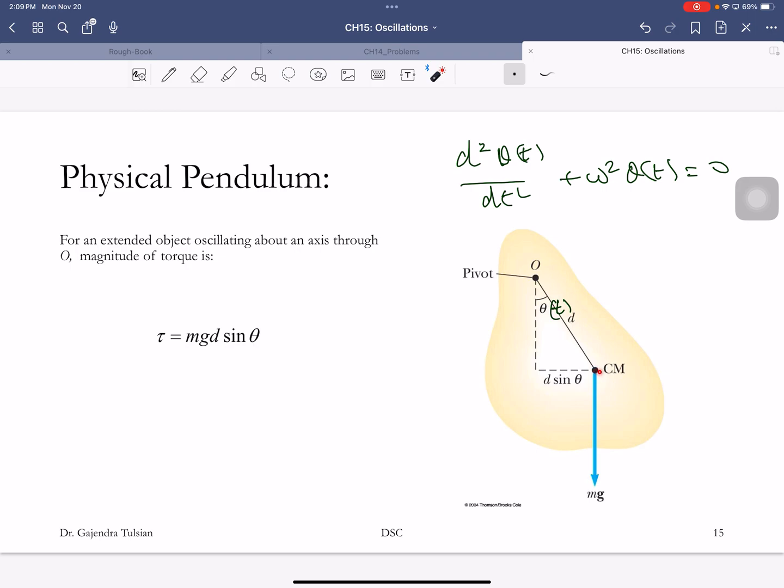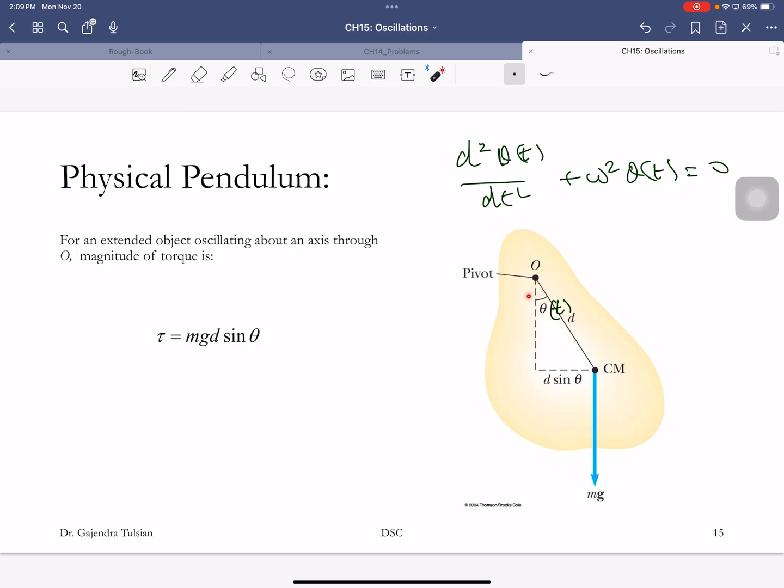Here's the center of mass of the object. The equilibrium position would be the center of mass being right below the point of suspension. If you disturb it from there, it will oscillate like that. The restoring torque is mg, the weight of this object, times d sine theta, since you're calculating the torque about that point. There is the moment arm, and that's what restores it.